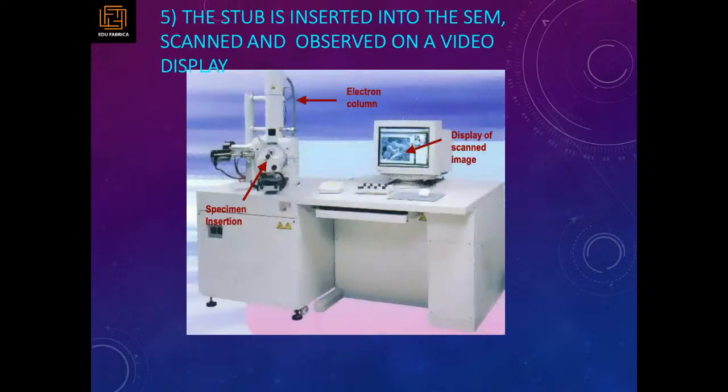After the sputter coater is done, you put your sample into the machine, the specimen insertion. Then the electron column is there. Electrons will strike your sample. Then you can see your image in this computer.